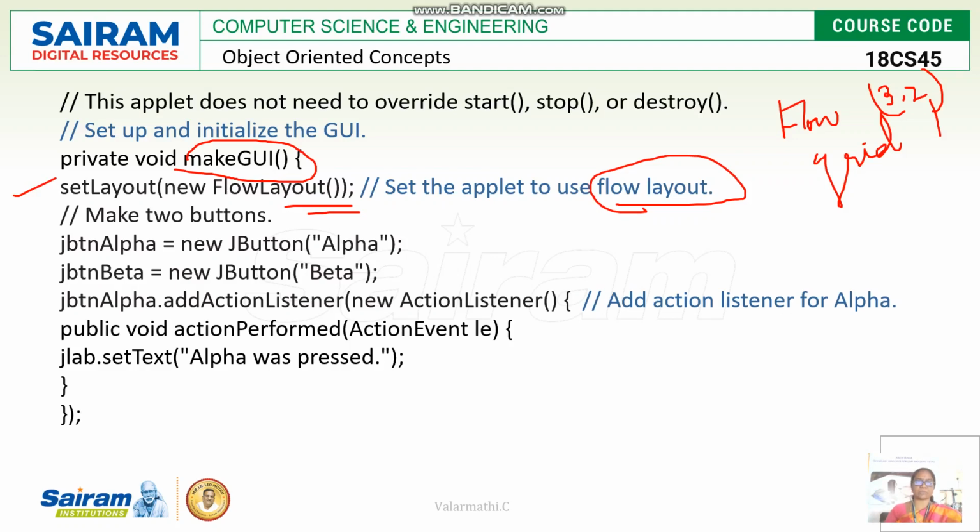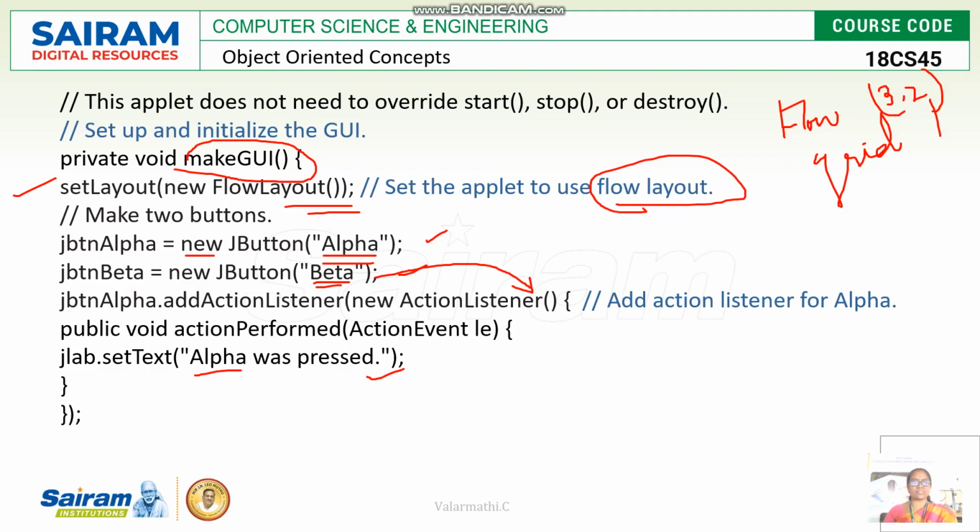Once the flow layout is set, we can go and make the definition of each button. The first button object is JButton alpha, created with the new operator: new JButton of alpha, where the name of the button is alpha. Similarly, beta is the name of the next button. Like that, these 2 buttons are created, and they should have an action listener. Whenever the button is pressed, we can show a text message that the button is pressed, that means alpha button was pressed and beta button was pressed. To make that identification, we need to add listeners to these 2 buttons. The action listener for the 2 buttons is added.